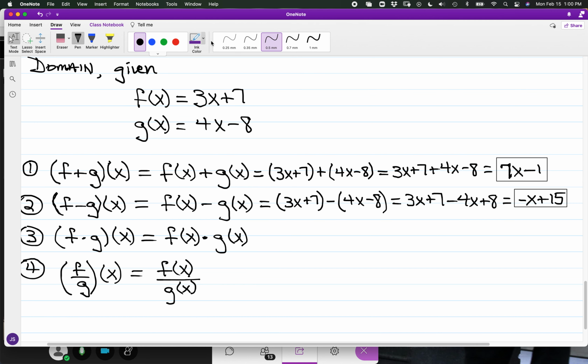Now in the case of the product of the functions, we have 3x plus 7, again from f of x, times g of x, which we have as 4x minus 8. Looking at distributing, you have 3x times 4x, so we have 12x squared. Outside product, that will be negative 24x. Inside product, 7 times 4x, so this would be 28x. And the last product, we have minus 56.